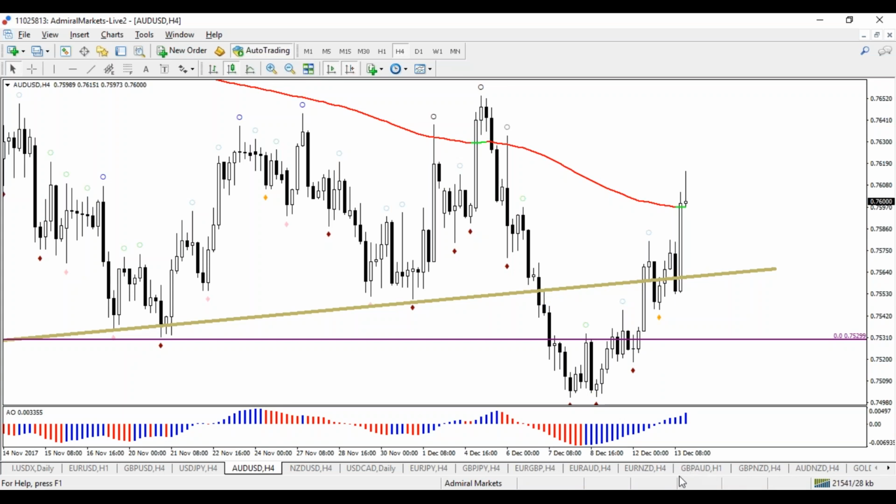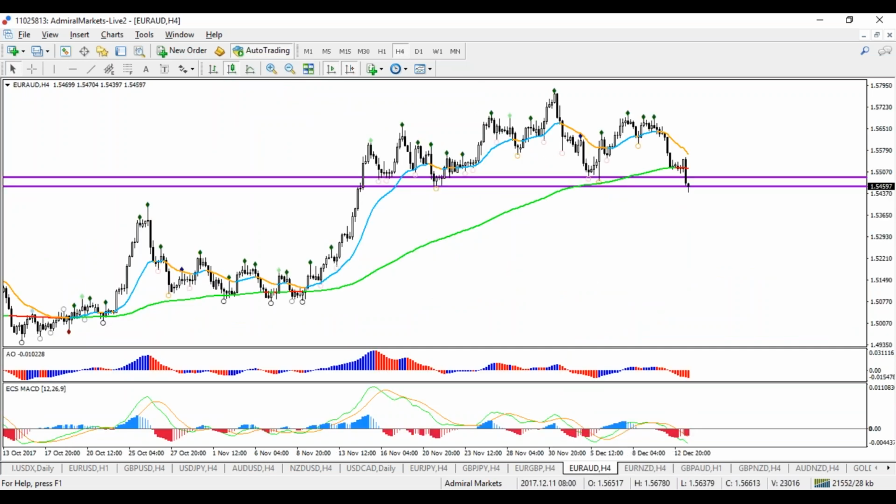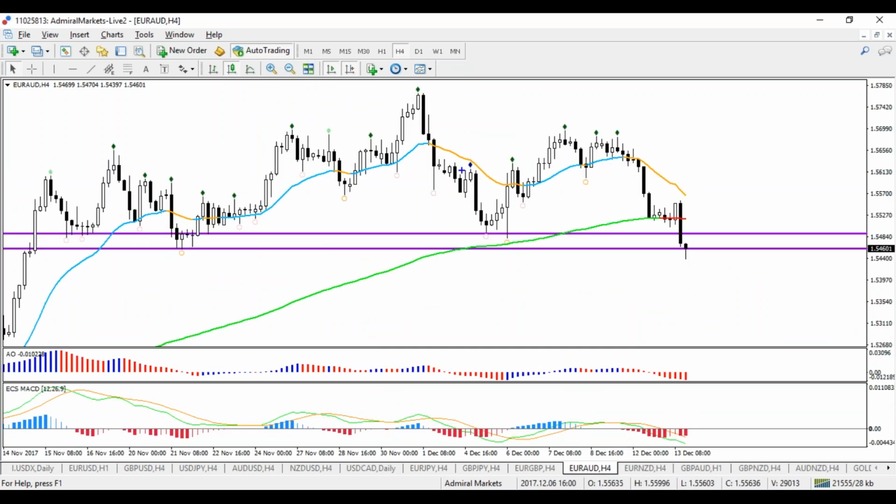AUD/JPY, GBP/AUD was moving lower. And then I looked at the EUR/AUD, and the EUR/AUD at that time was showing momentum, correction, a failure here to break this top, and was breaking below the support trend line at the time. So I took a short as well on euro around here at that time.